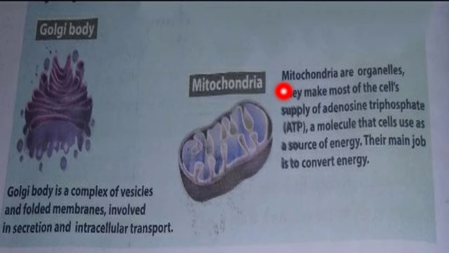Then mitochondria. Mitochondria is called the powerhouse of the cell. These organelles make most of the cell's supply of adenosine triphosphate, that is ATP. It is a molecule that cells use as a source of energy. So the main job is to convert energy, and it is also called the powerhouse of the cell.